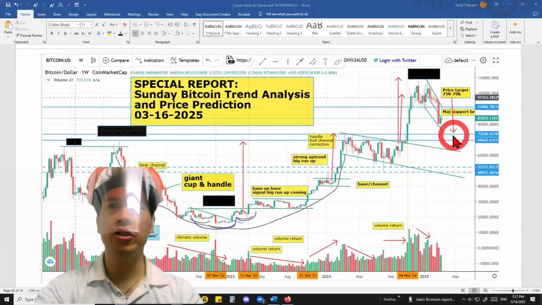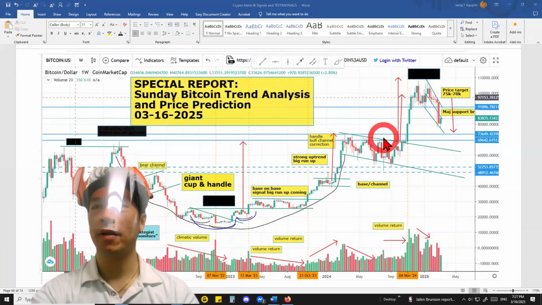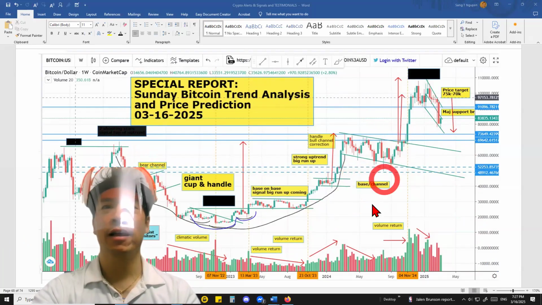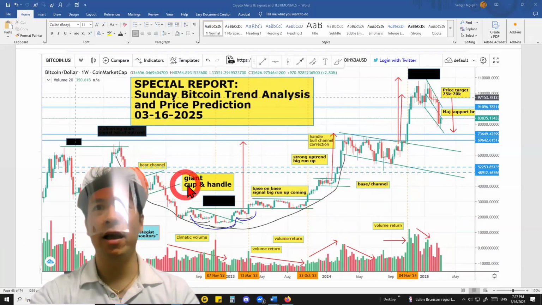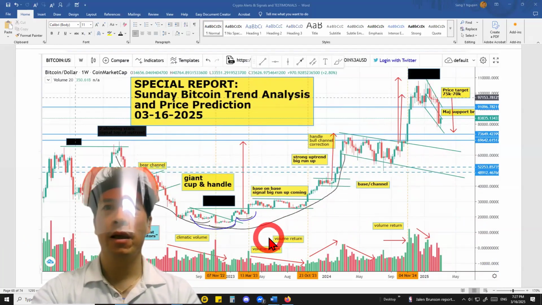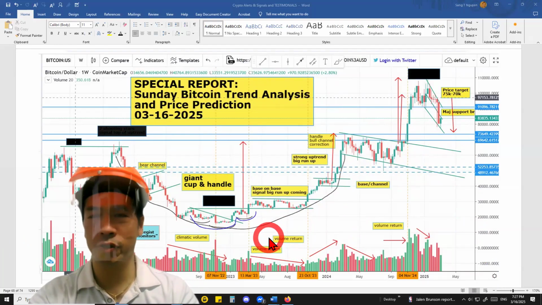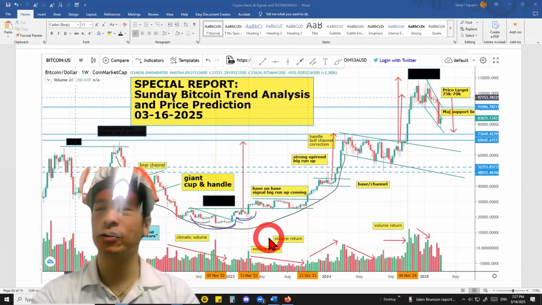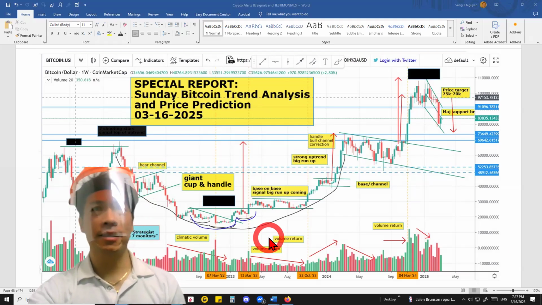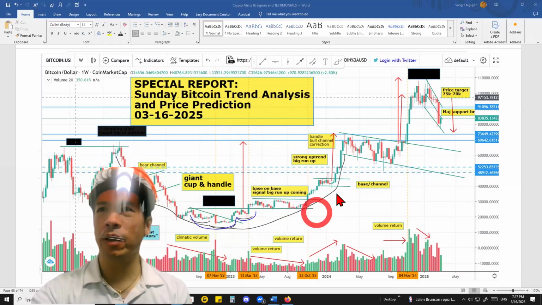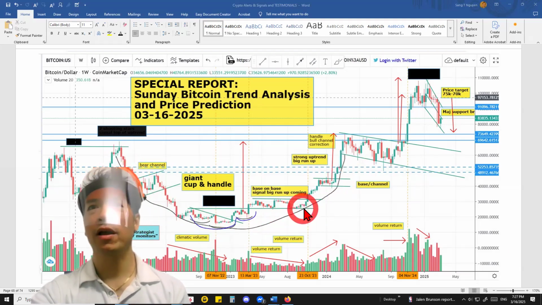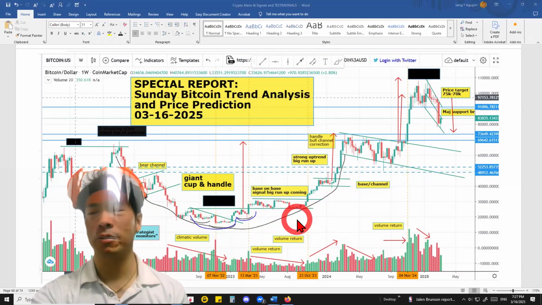Okay, as you can see from this chart right here, the first thing you will notice is this big round thing. This is known as a giant cup and handle pattern, okay? A cup and handle pattern is normally a bullish pattern. And usually what it has is this nice round area right here. This round area is normally accumulation, okay? Accumulation meaning people are accumulating coins.